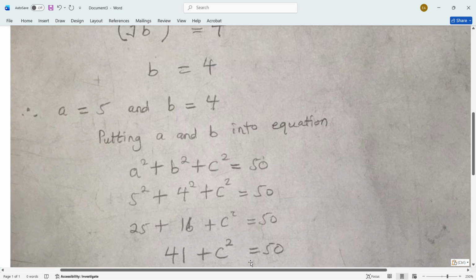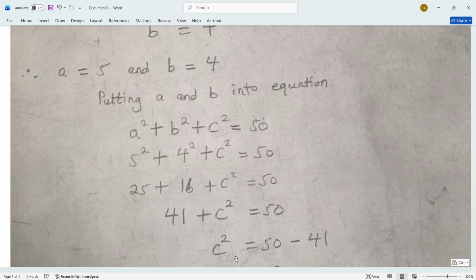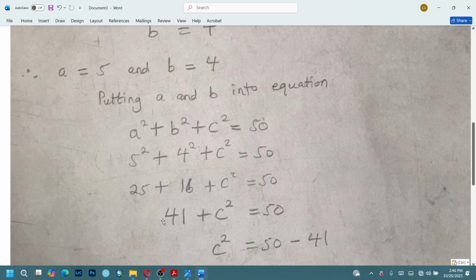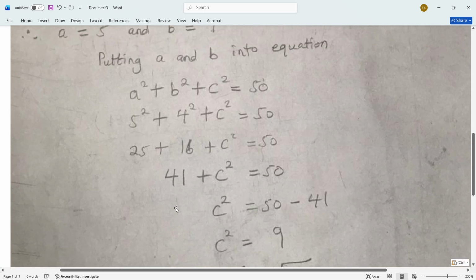So we are going to have our c squared to be 50 minus 41. 50 minus 41, I believe it's 9. Yeah, so it's 9. And so we are going to have our c squared equals 9.